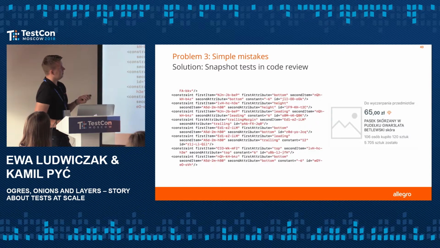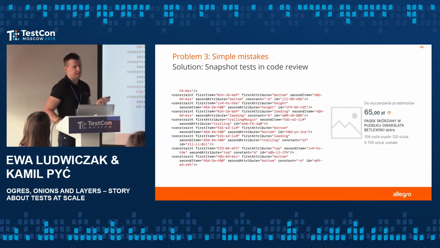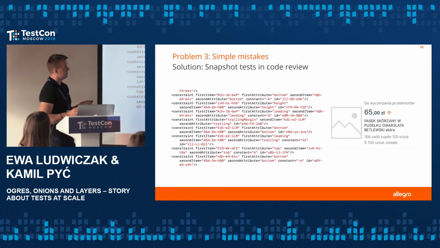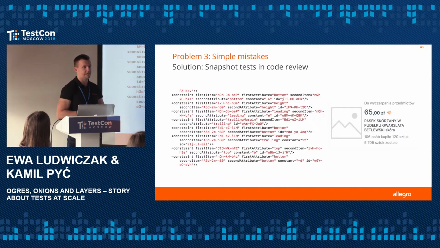So maybe anyone knows what this code represents? You can guess. Okay, it's hard to read, but this is kind of XML. It is the storyboard format used to lay out views in iOS, in Xcode. So you can have this kind of view on the review, and you wonder what happened here.